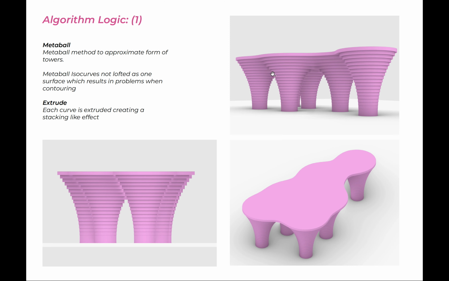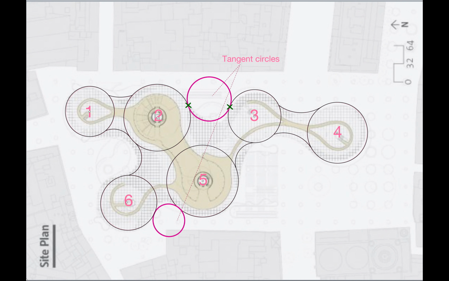The Metapol isocurves did not loft as one surface, which resulted in problems when contouring, and I used those curves to extrude them and create a stacking-like effect, but it was far from the result I attempted to reach.